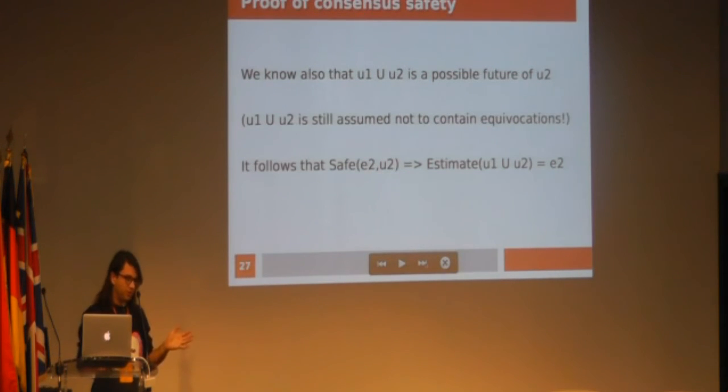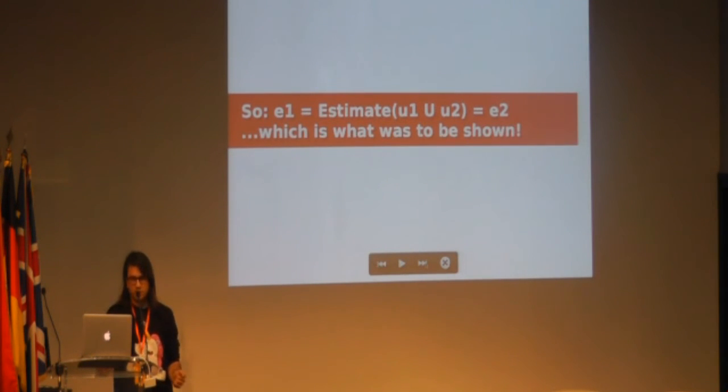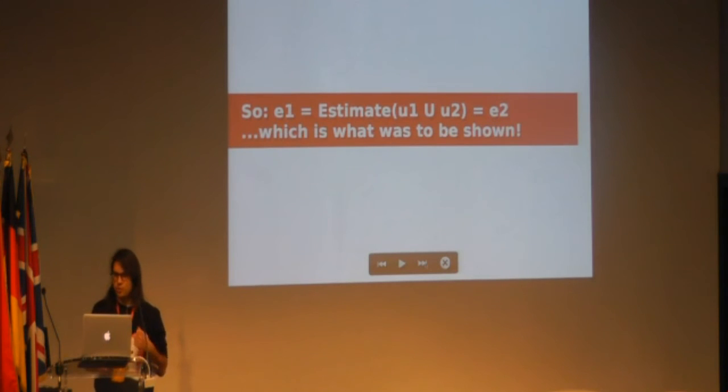Very similarly, U1 union U2 is a possible future of U2, because client 1 can send all of his bets to client 2, and then client 2 is moved into the new future state. And it follows from the safety of the estimate E2 in U2 that the estimate in the union of their views is E2. So basically what we have is that E1 is equal to the estimate in the union of their views, which is equal to E2. And that is the consensus safety proof done, right? Basically, kind of like magic.